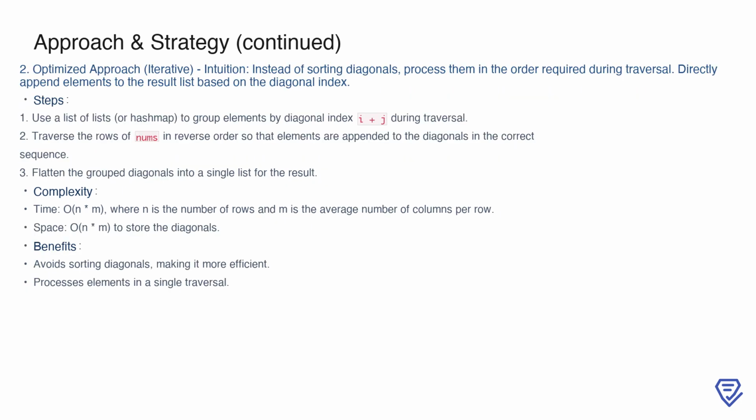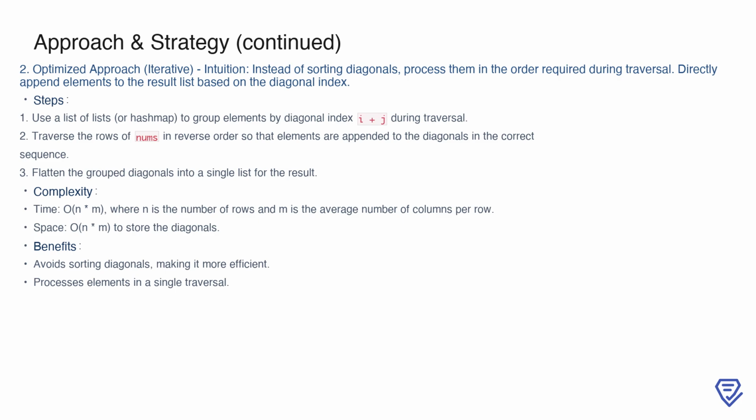To address the inefficiencies of the brute force approach, we shift to an optimized iterative method. Instead of sorting diagonals after traversal, we process them directly in the required order. Here's how it works: we still group elements by diagonal index using a dictionary or a list of lists, but this time, we traverse the rows of the array in reverse order. This ensures that when we append elements to the diagonals, they are already arranged in the correct sequence. After grouping all elements, we then flatten these diagonals into a single list to produce the final result.